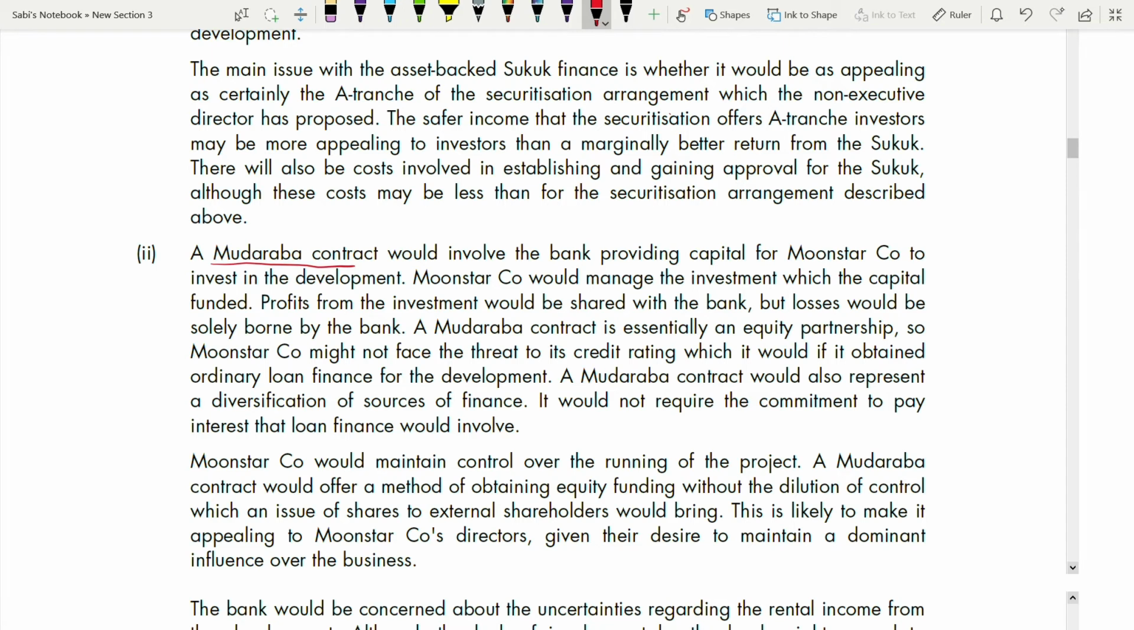So what happens when profit comes? What happens when losses comes? Okay, so let's see. Profits from the investment should be shared with the bank, but losses would be borne only by the bank. This you have to know. These are the features of Mudraba contract.